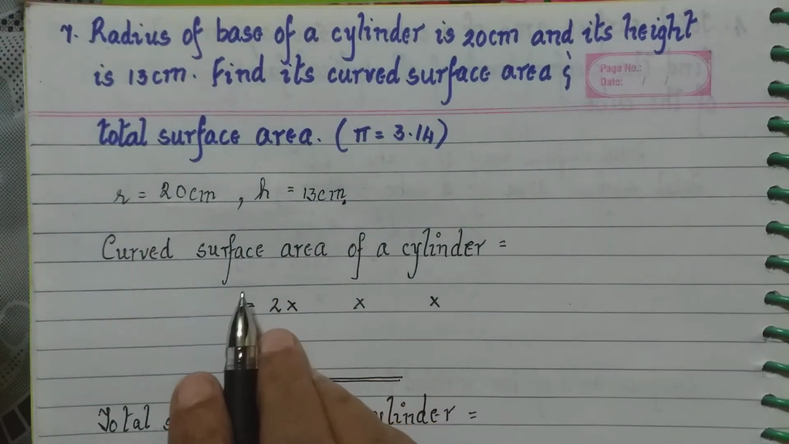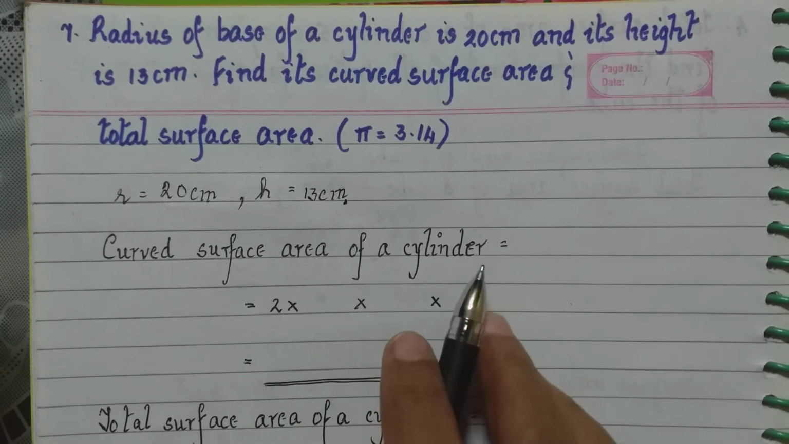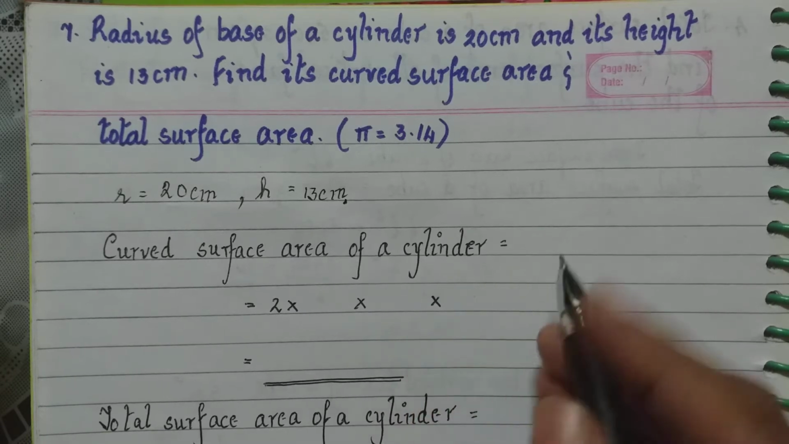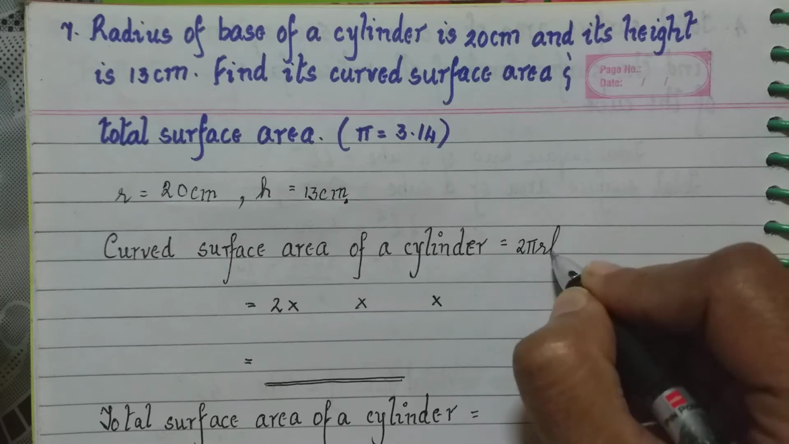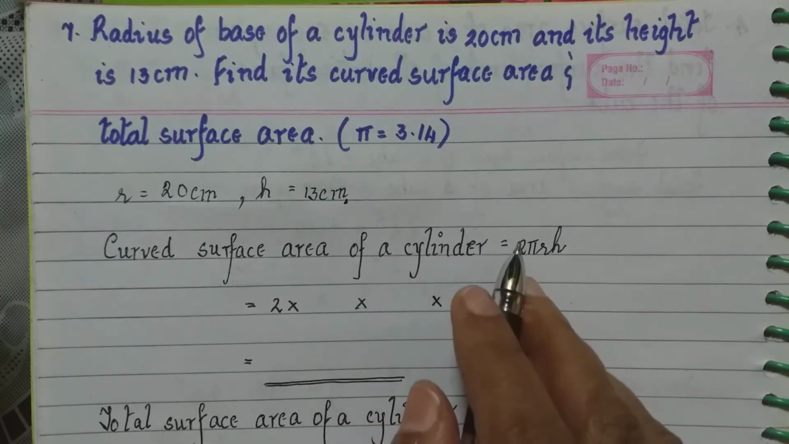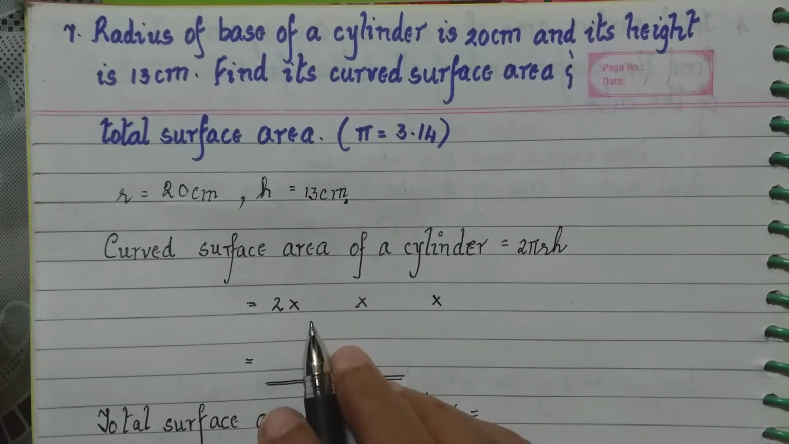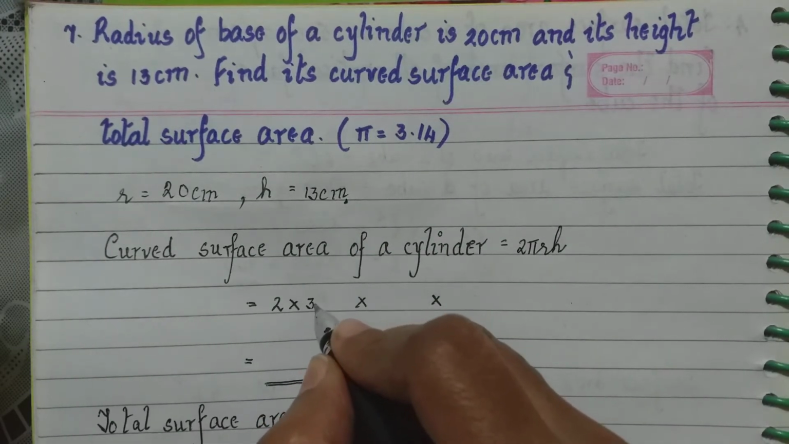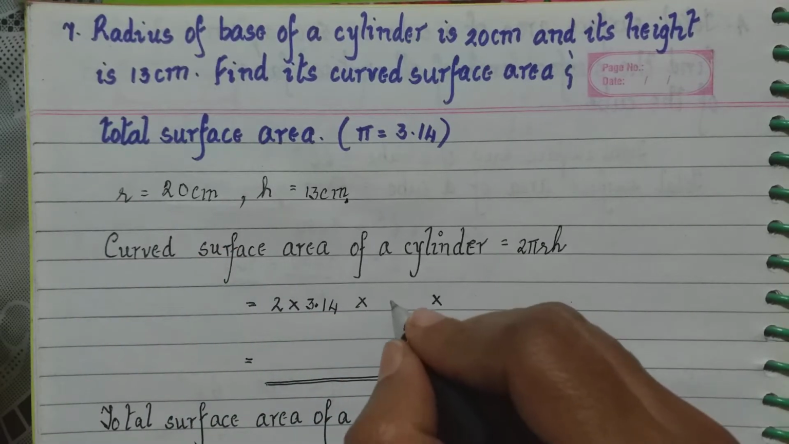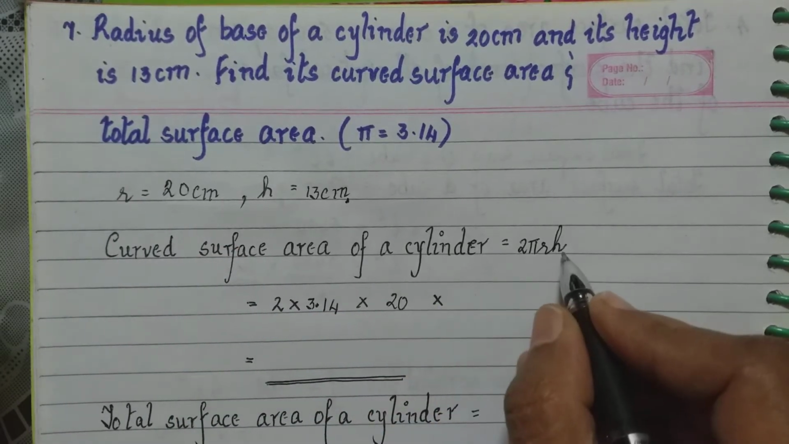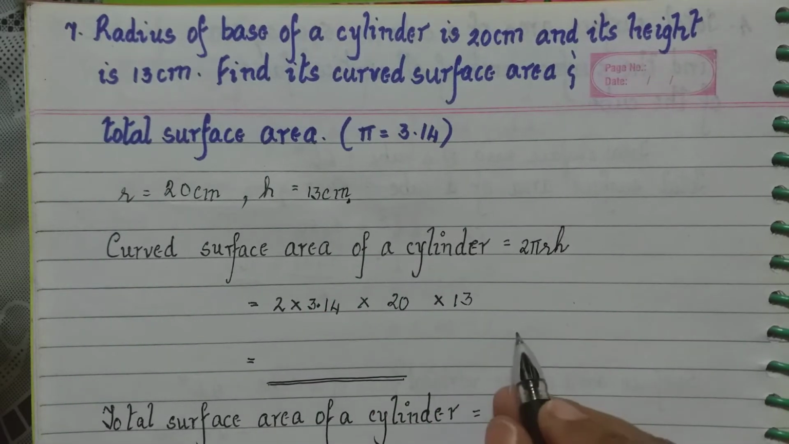Now the curved surface area of the cylinder, if you remember, is given by the formula 2 pi r h. Here pi was given as 3.14, so 2 into 3.14 into r, which is 20, into h, which is 13 centimeter. So we multiply all of these.